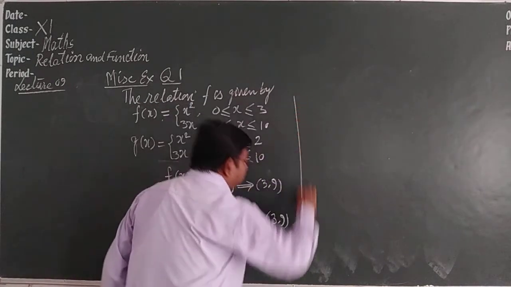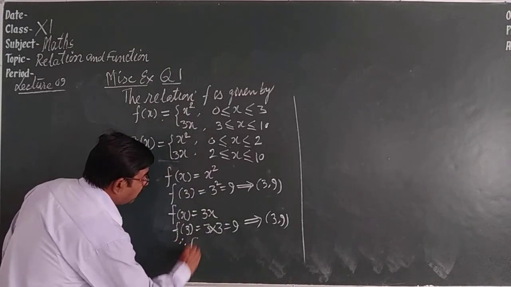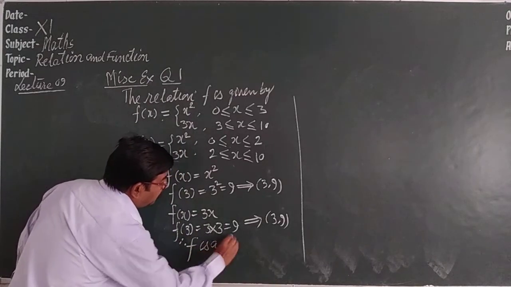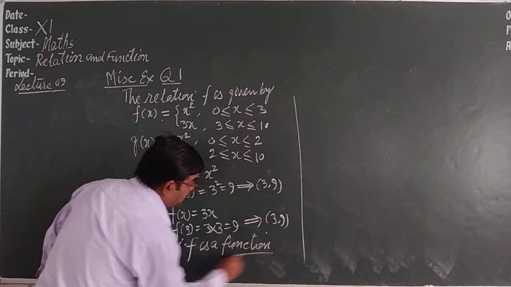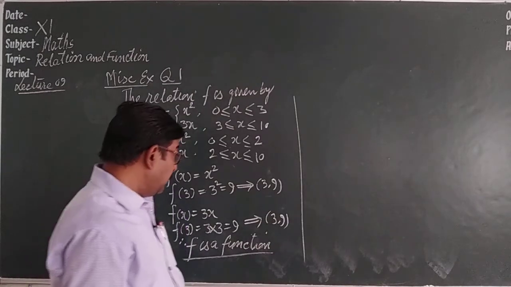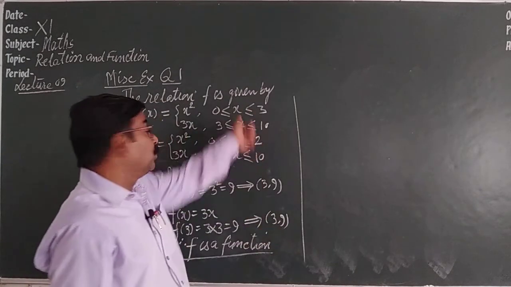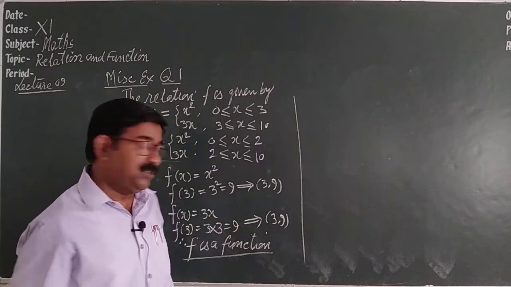Now let's see. So therefore f is a function. F is a function. Why? Because in both the cases we have the same element, 3, 9, means 3 has a unique image.